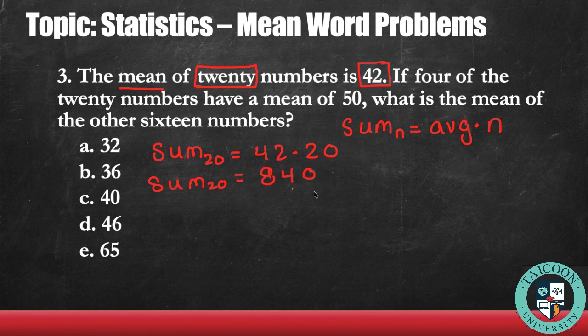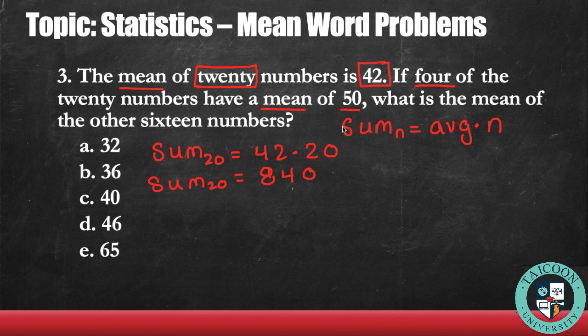Notice that the problem doesn't tell us anything about the actual data points. We don't know if it's equal to 20 and 65 and 80 and 100. None of that information is given. But we do know the average and the total number of data points. The second sentence tells us a little bit more about the problem. It states that 4 of the 20 numbers have a mean of 50.